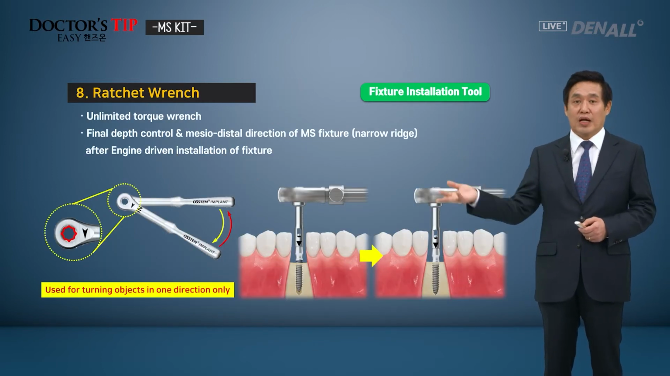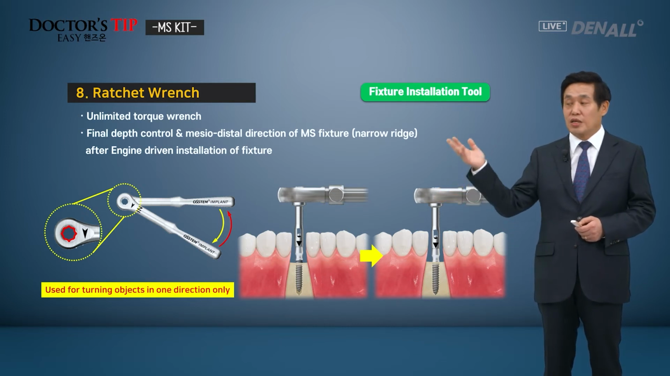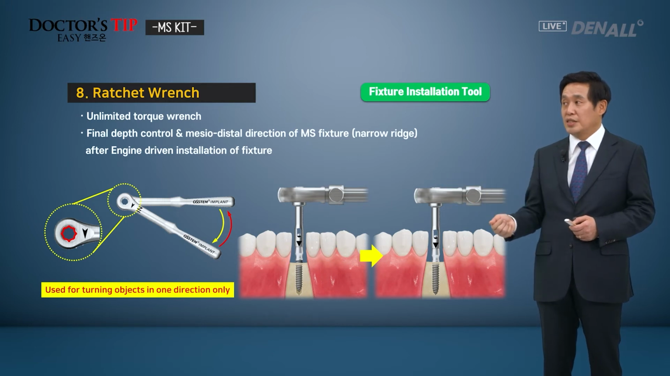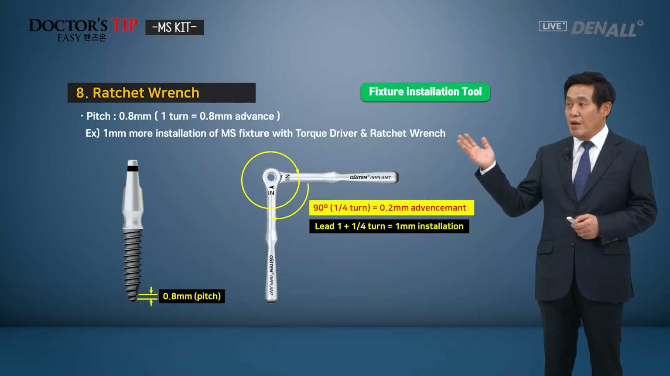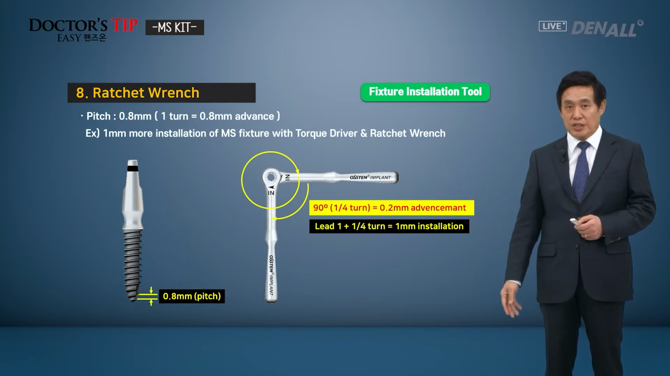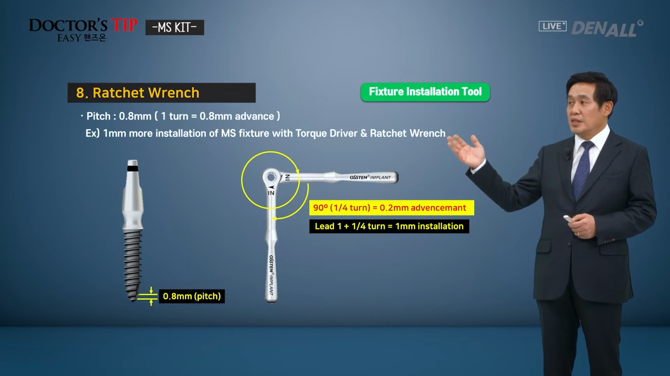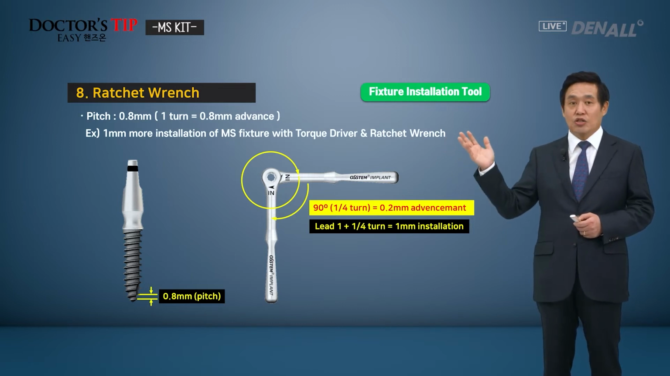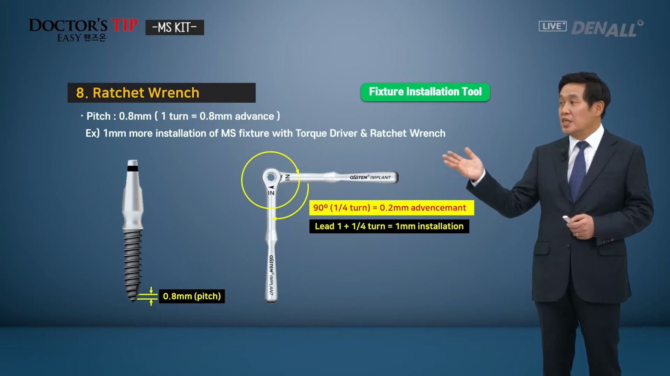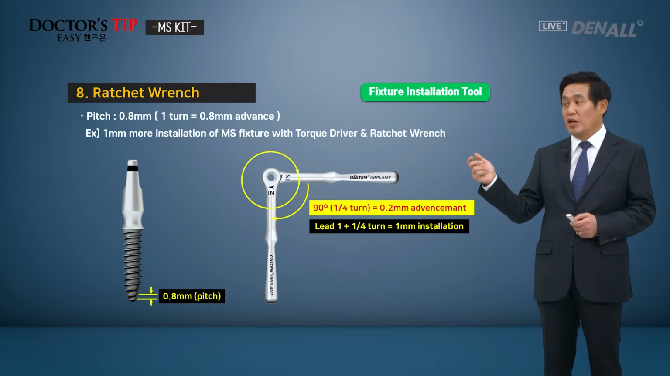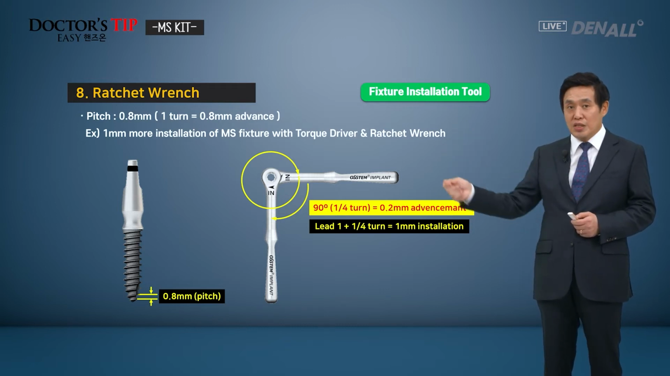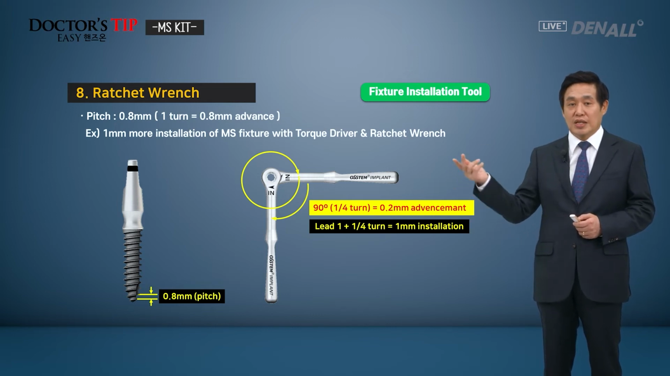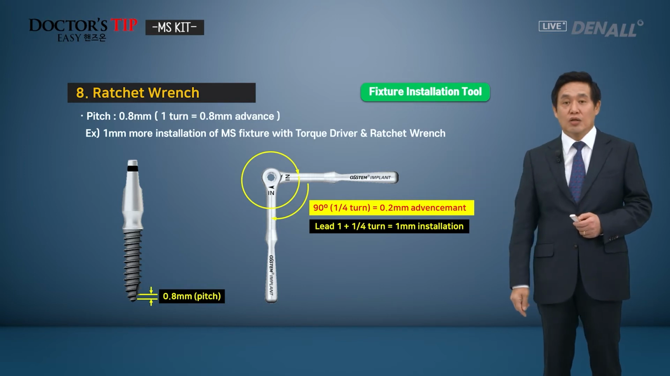Next is the ratchet wrench. This is a very basic tool that you would know, a one-directional ratchet wrench, and you can use it as a hand wrench. And one more thing I want to tell you is that in the case of mandibular anterior, for the MS implant, the pitch is 0.8. This means that with the hand wrench, if you do one turn, then about 0.8 implant advancement happens. So in the case of one turn, 0.2 millimeter advancement per quarter turn. So if you want to advance 1 millimeter, one turn plus 90 degrees in addition. So depending on a 90 degree turn, how much advancement is made? 0.2. You have to be mindful of that to adjust your depth.